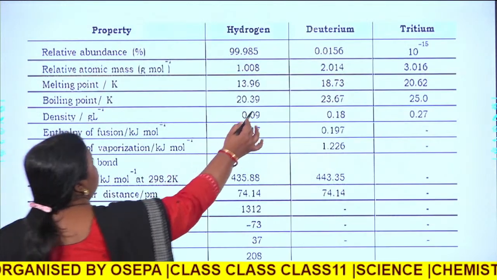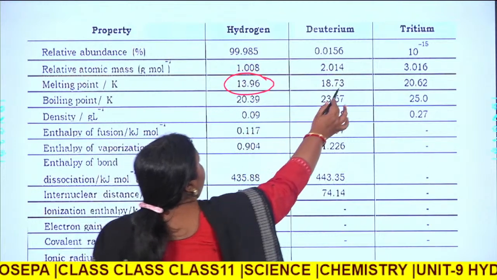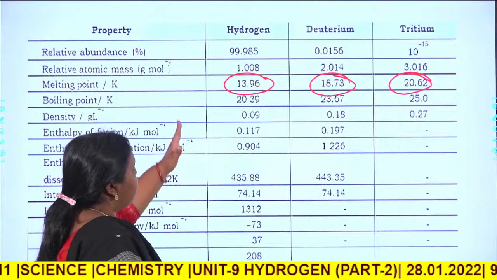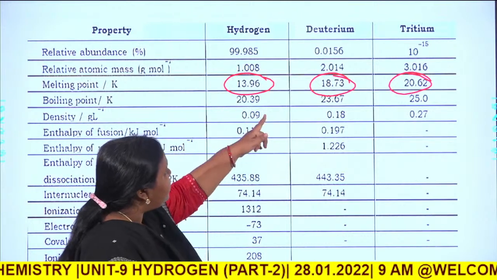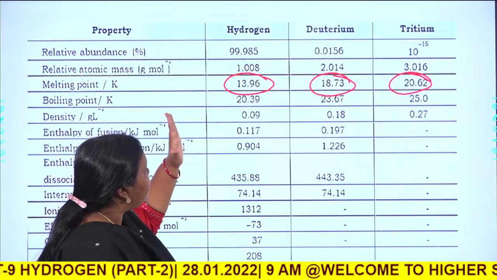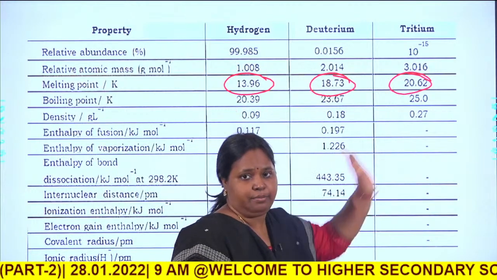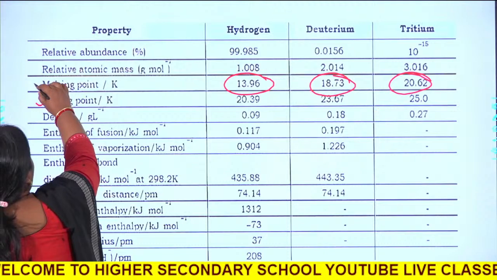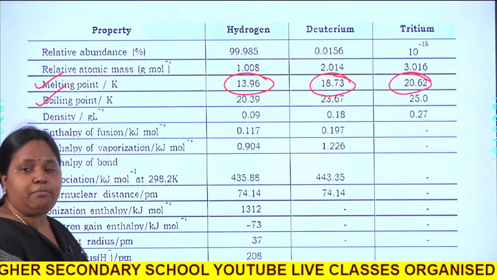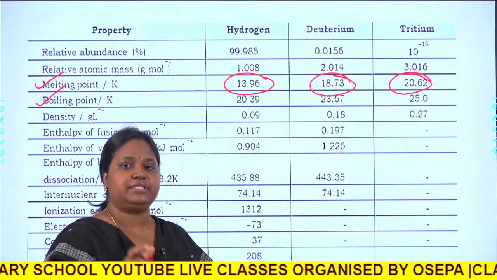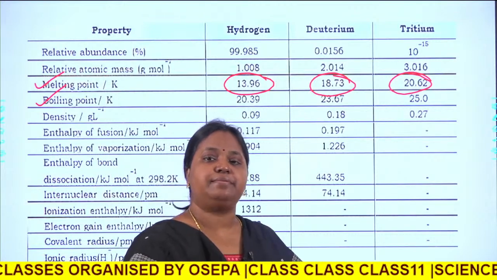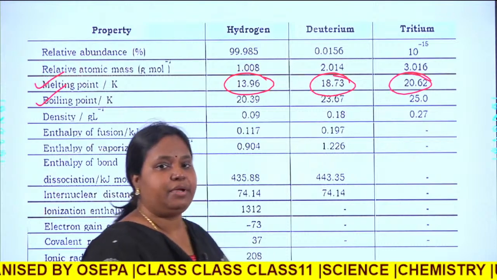For example, the melting point is gradually increasing as the mass increases, from protium to deuterium to tritium. Similarly for boiling point. These are all physical properties. So remember that isotopes will have different physical properties as they have different mass, but they behave similarly regarding chemical reactions.